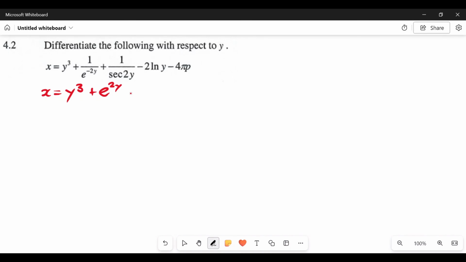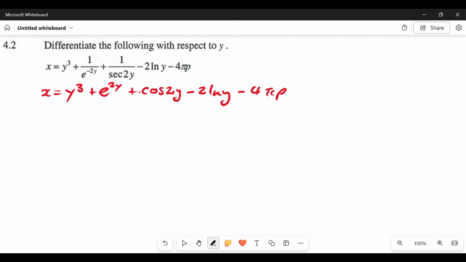Then we go to the third term. Again, the third term, we cannot differentiate with the trigonometric functions underneath there on the denominator. We need to simplify this. In order for us to simplify this one, it's very simple. We just have to use the inverse. So what is the inverse of 1 over sec? If you still remember, 1 over sec is the same as cos, but then we have 2y. There we go. And then the fourth term is fine. We're just going to rewrite it like this. And then the fifth term is going to be fine like that.